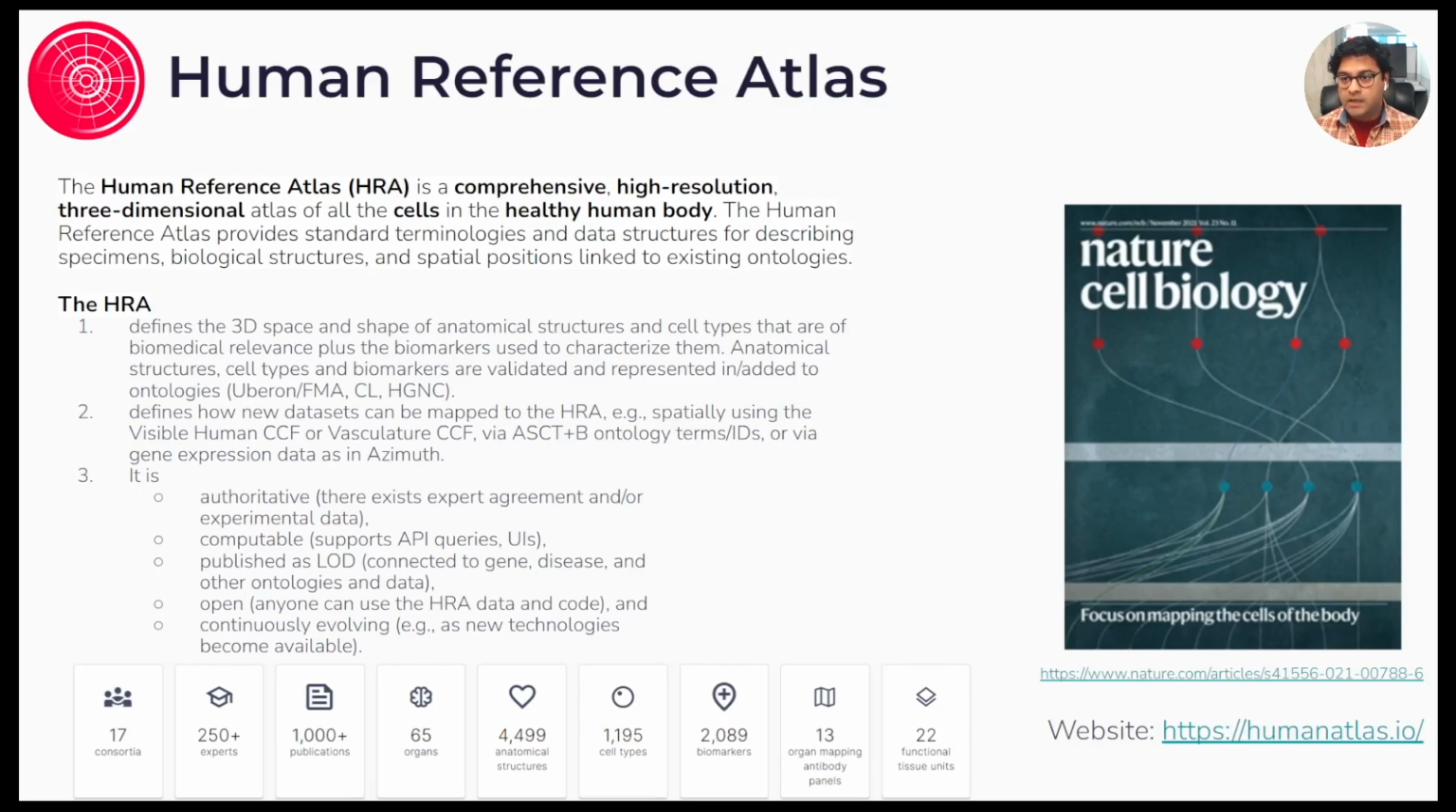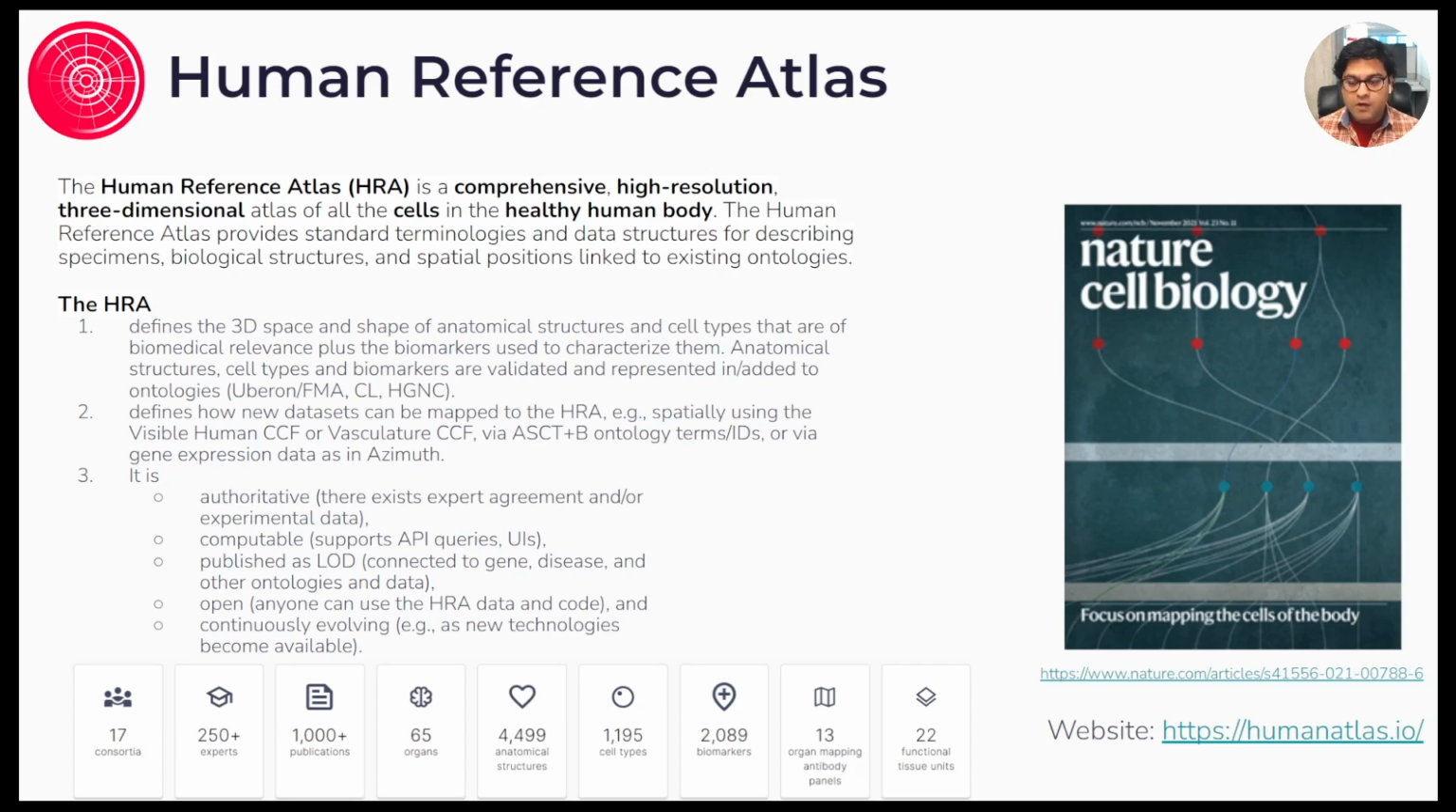Our team works on creating the Human Reference Atlas, or the HRA, which is a comprehensive, high-resolution, three-dimensional atlas of all the cells in the healthy human body. The HRA provides standard terminologies and data structures for describing specimens, biological structures, and spatial positions linked to existing ontologies. It also defines how new datasets can be mapped to the HRA. It's authoritative, computable, published as linked open data. It is open for anyone to use, and it continuously evolves as new technologies become available. To learn more about this, you can go to the humanatlas.io website.